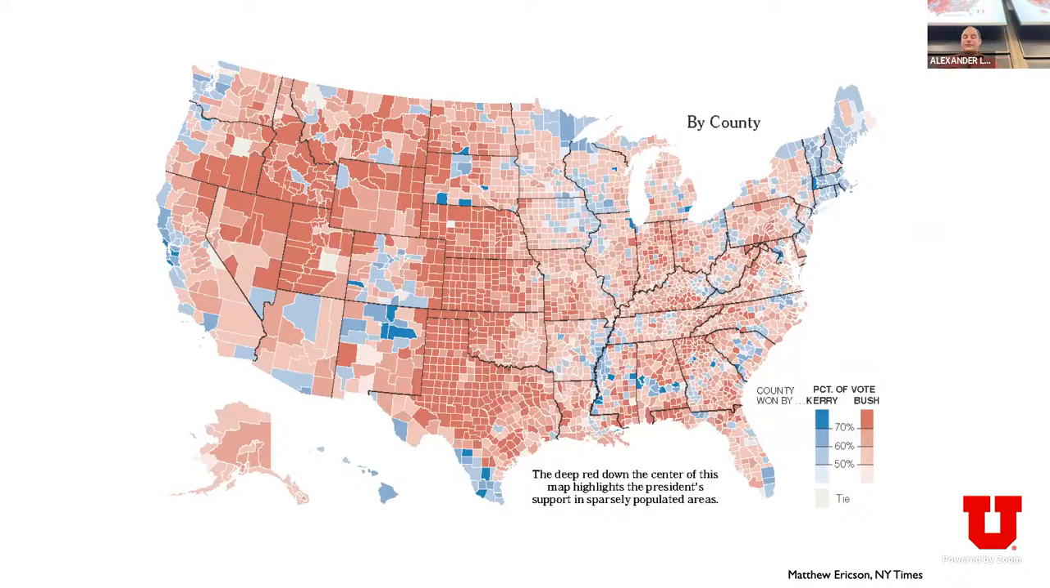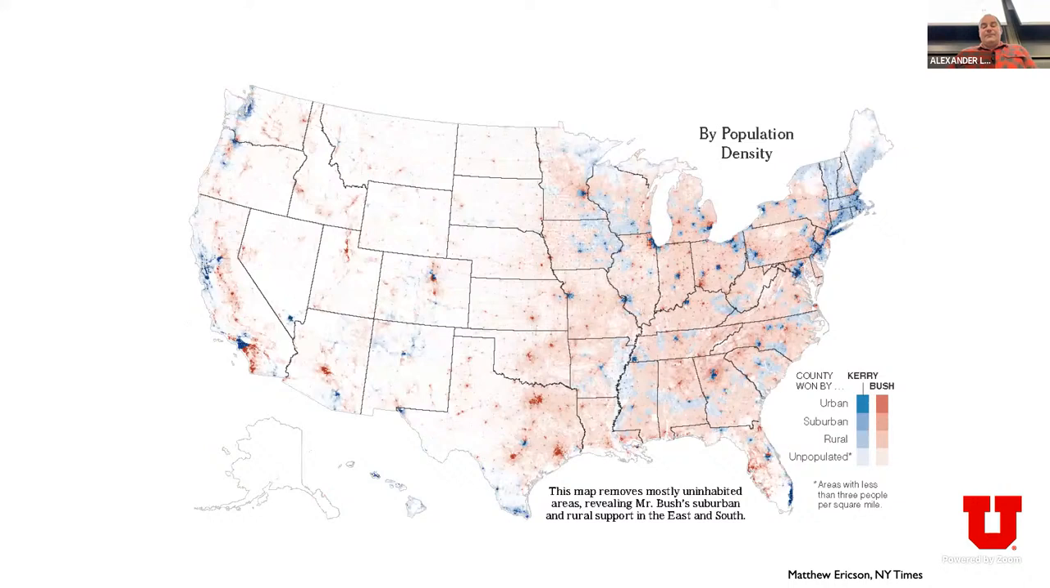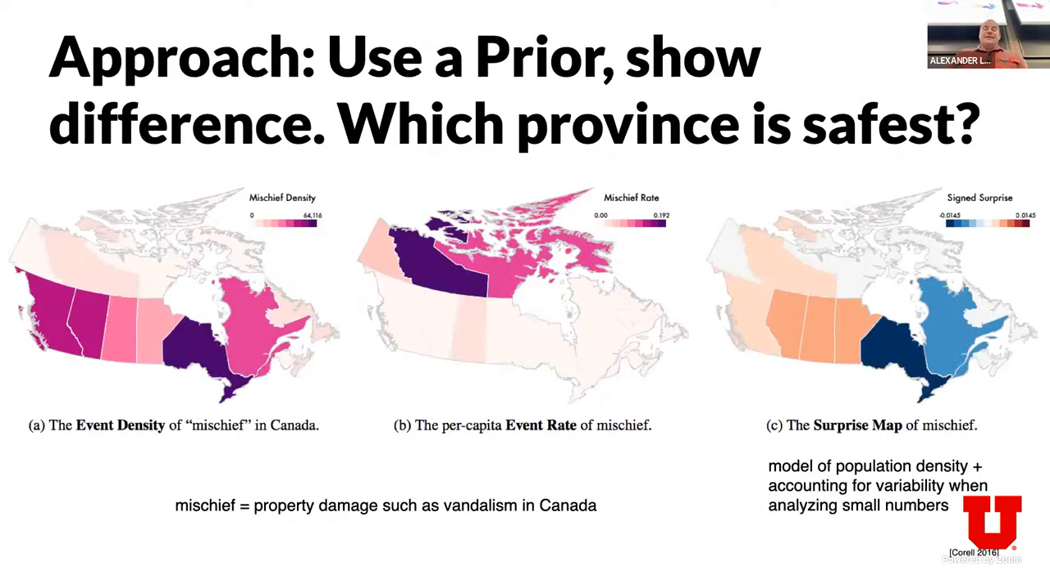Another thing you can do to make this a little bit better is, instead of plotting just binary wins, you can plot percentage of vote, but it still is a bit disproportional. And then if you do this with population density, you get something like this. This is a really cool approach. One problem that you often have with map data is this extreme difference between densely and sparsely populated areas.